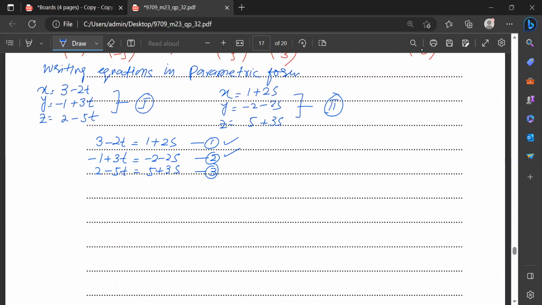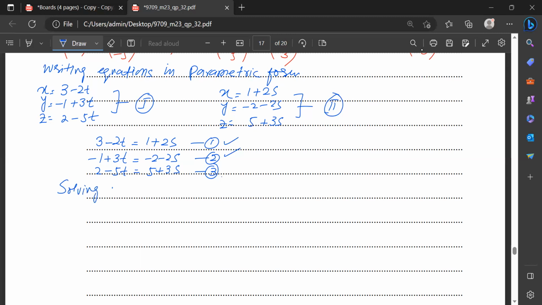And if these two equations, which we are obtaining from 1 and 2 by equating x to x and y to y, give values of s and t that satisfy the remaining equation, then that would be a confirmation that the lines are intersecting. Okay, so let us solve 1 and 2.